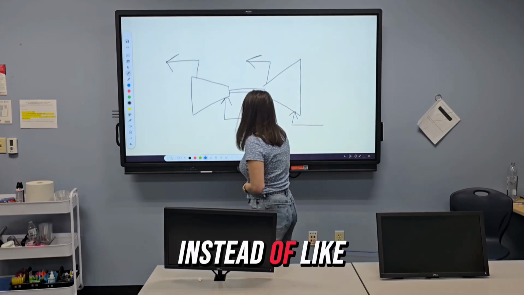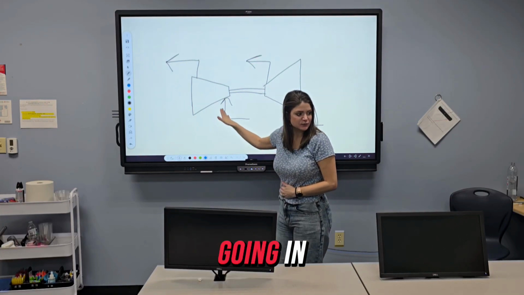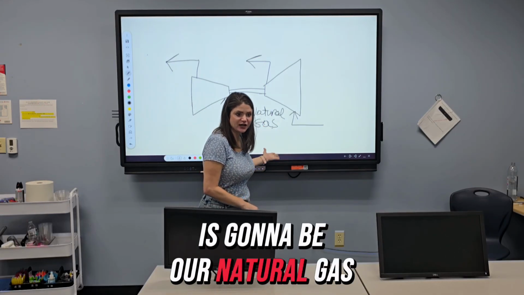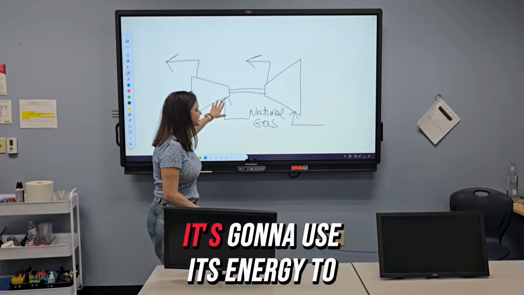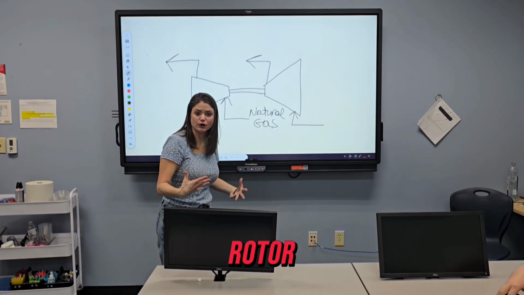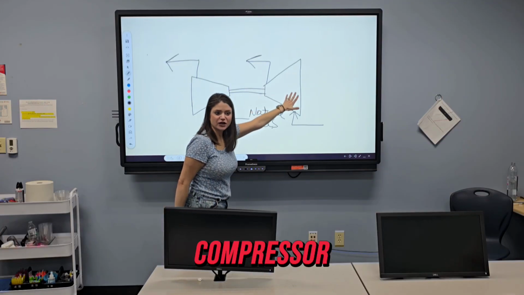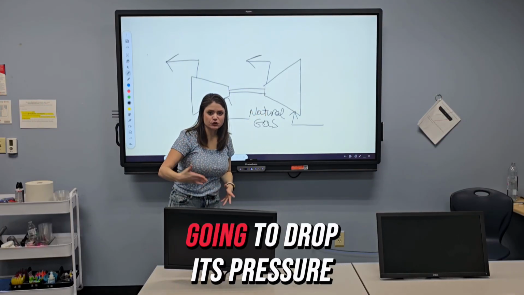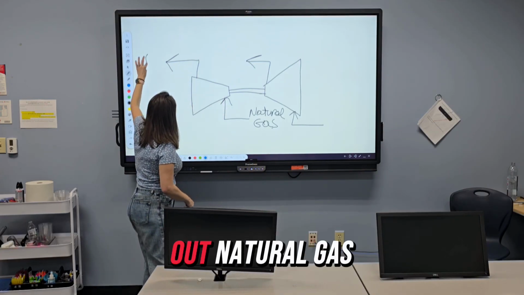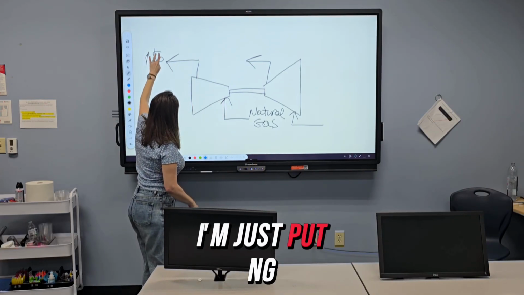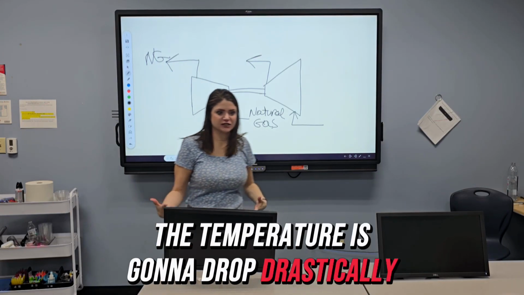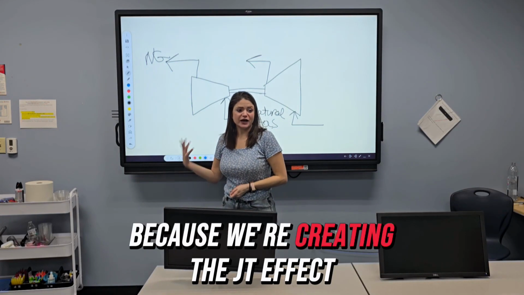So instead of like a steam turbine, you have steam going in, we send our process through it. Our feed going into our expander is going to be our natural gas process. We're going to go in, it's going to use its energy to rotate the buckets, our runs on the rotor. The resistance is going to be this compressor. As it's using its energy, it's going to drop its pressure. It's going to expand. Then it comes out, natural gas, I'm going to just put NG, it's ugly, get the point. Natural gas, but the temperature is going to drop drastically because we're creating the JT effect.